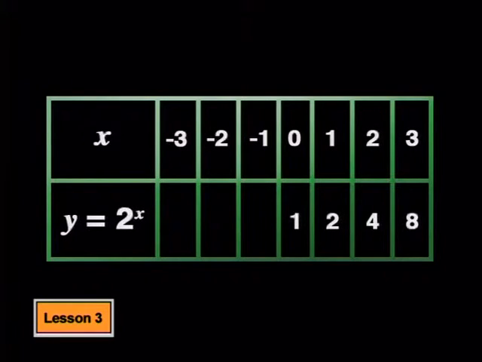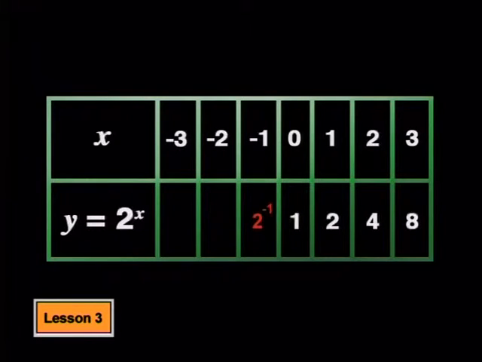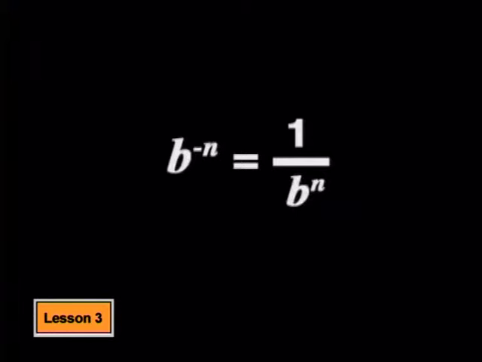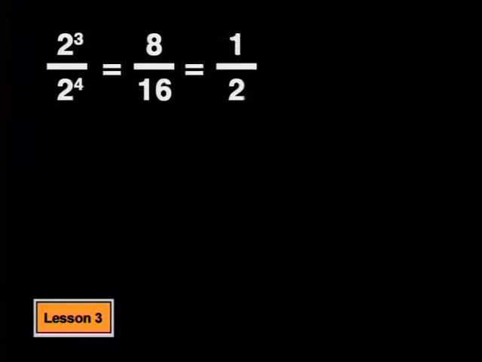Now, what value will we get for y when x is -1? So y is 2 to the power of -1. Again, you should remember your exponential laws. A number to a negative power is the same as 1 divided by that number to a positive power. Let me give you an example. What is the answer to 2 cubed divided by 2 to the power of 4? Well, 2 cubed is 8 and 2 to the 4 is 16. So we get an answer of a half.